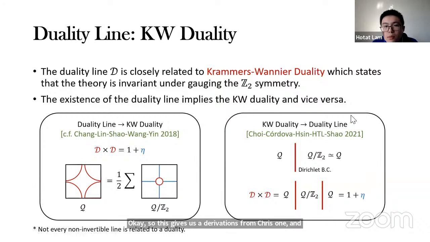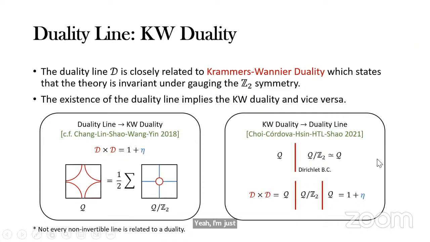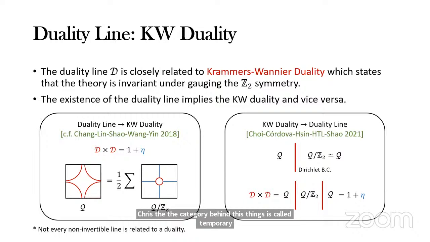I think there's someone raising a hand. Yeah, Hank, go ahead. Yeah, I'm just wondering, because the argument here doesn't seem to depend on the fact that you have Z2 symmetry. Like I can say a system has Zn symmetry and it's symmetric under gauging the Zn symmetry. Is the same argument going to hold? Correct, yeah. So precisely, you can replace this Z2 symmetry by Zn symmetry, and then you can also define the corresponding duality lines. And the category behind these things is called Tambara-Yamagami categories, of which the Ising category is an example. Okay, cool. Nice.